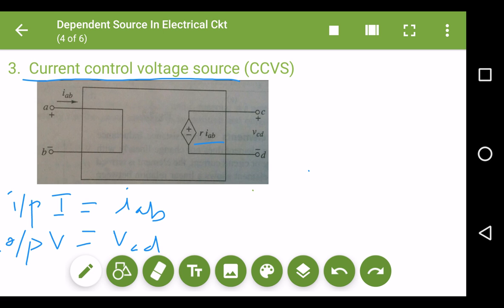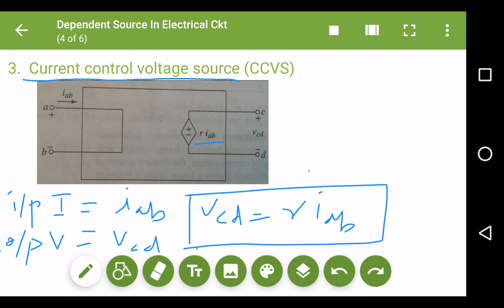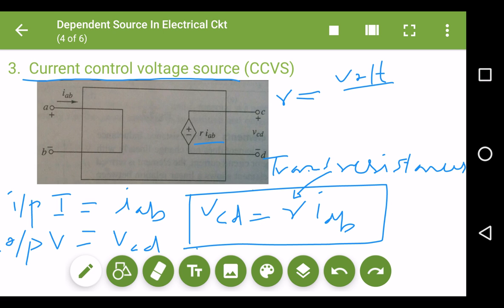Before that, let me write a relation: the output voltage VCD is controlled by R times IAB, that is the input current. And R is called the trans resistance. It is another very important factor you have to remember, that is trans resistance. You can guess the unit of trans resistance: R is equal to volt per ampere.